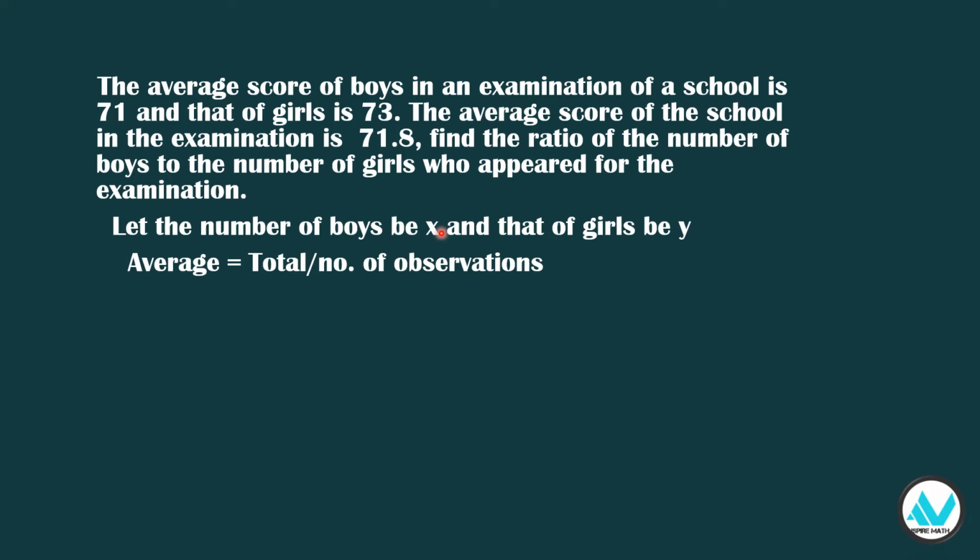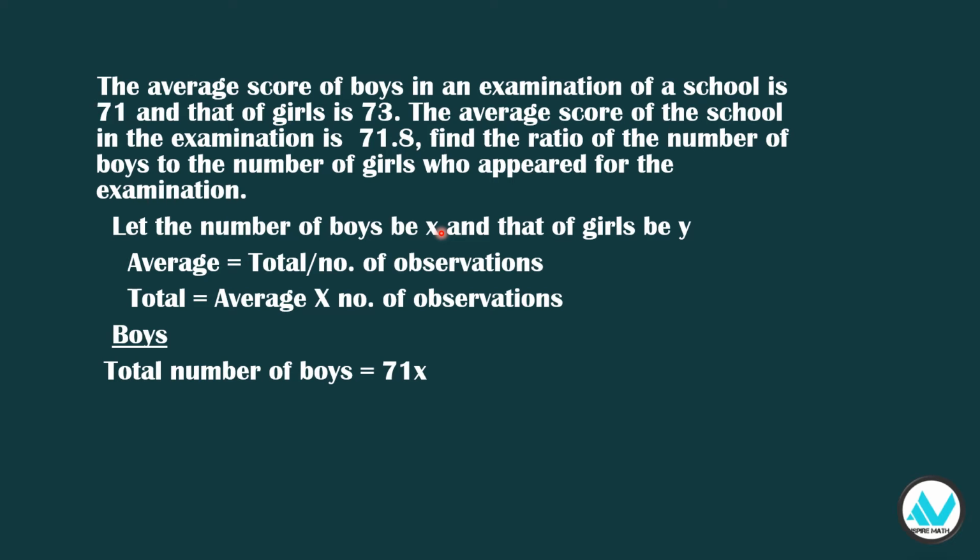We know that average is nothing but total by number of observations. Or in other words, total is nothing but average into number of observations. So let me find the total number of boys first. So for the boys, total number of boys equal to average into number of observations. Average given to be 71 and the number of boys we have taken as X.